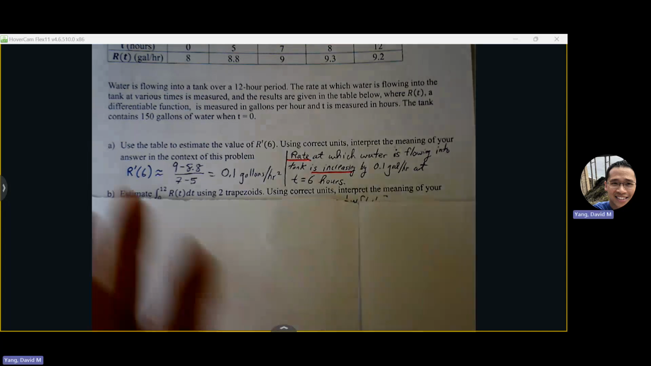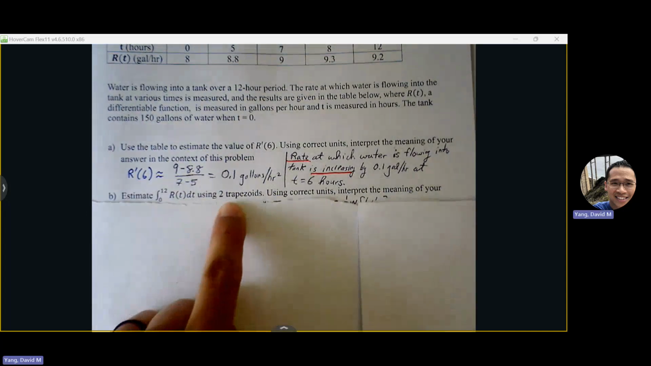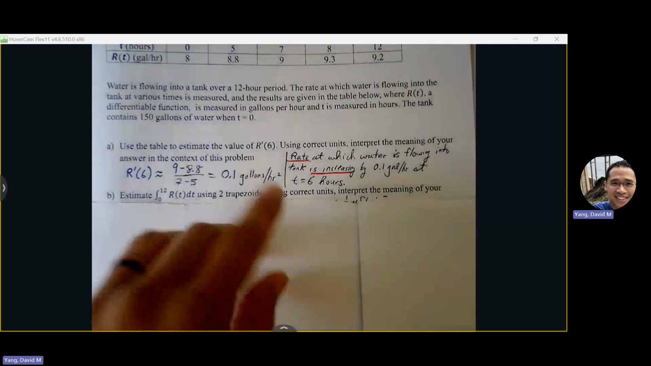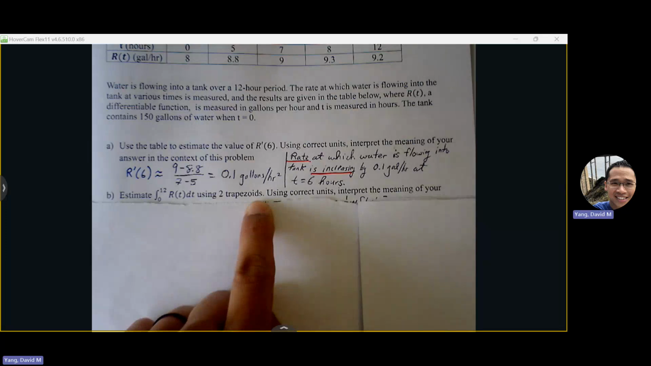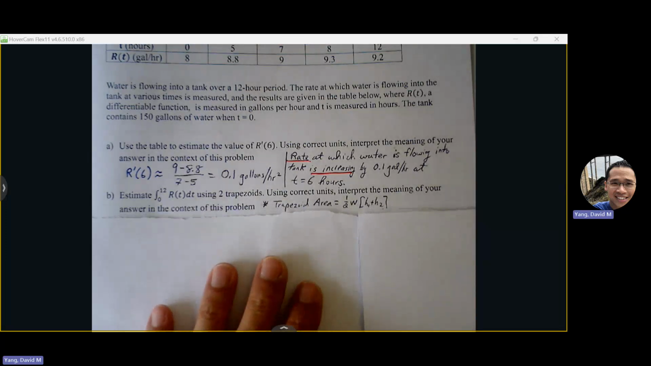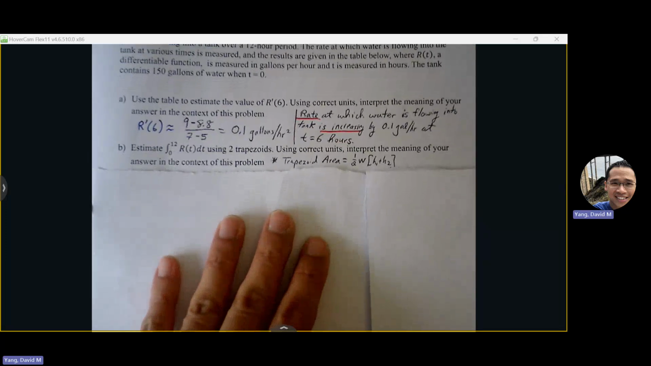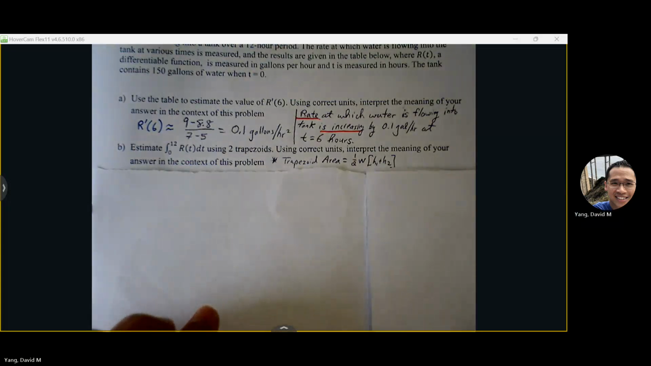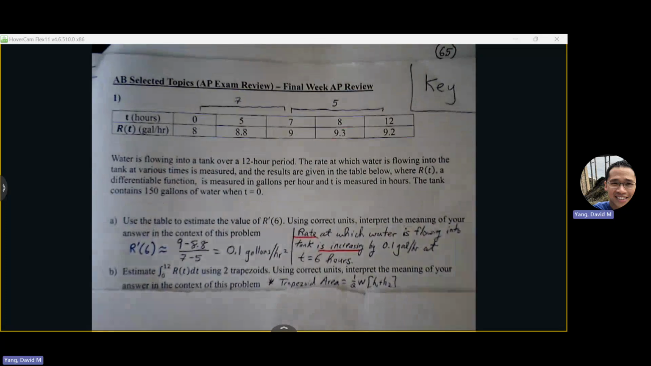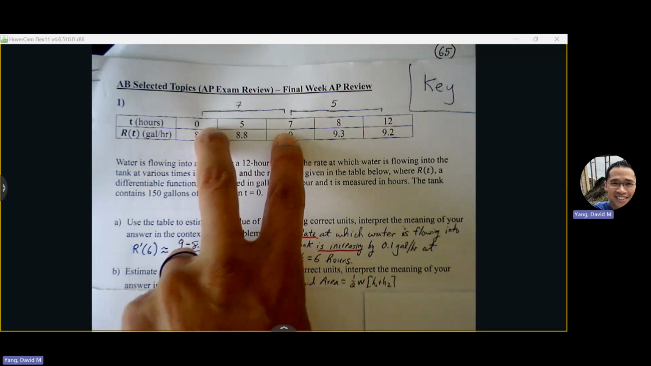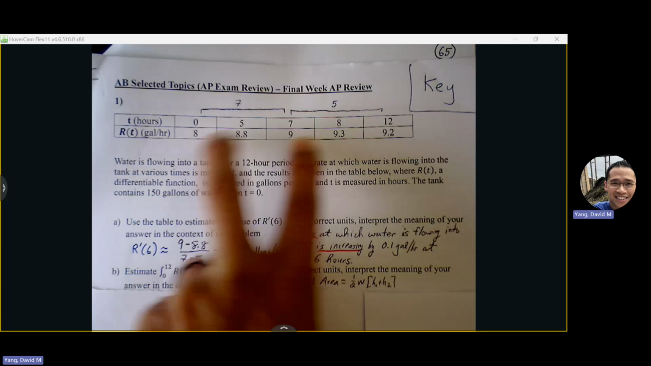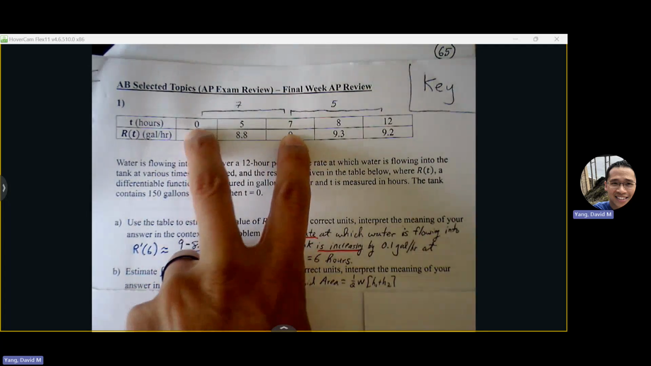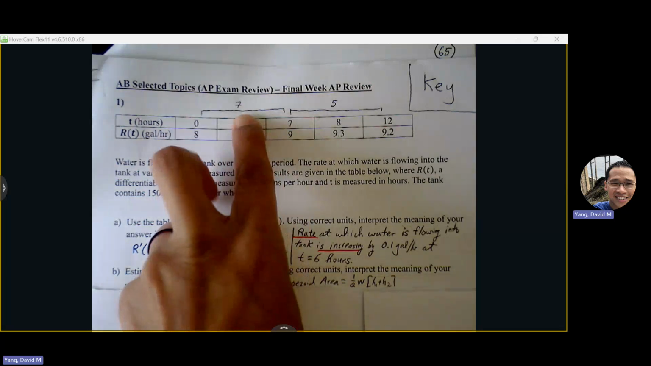Part B, estimate the definite integral using two trapezoids. So trapezoid, that's great. They're telling us what to use. So remember your trapezoid formula is 1/2 width, height 1 plus height 2. And then we just set up our intervals from 0 to 7. That will be one trapezoid. From 7 to 12, that's another trapezoid. If I subtract the times, that'll give me the width.